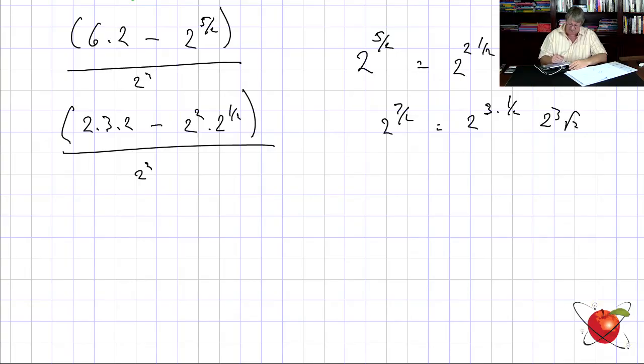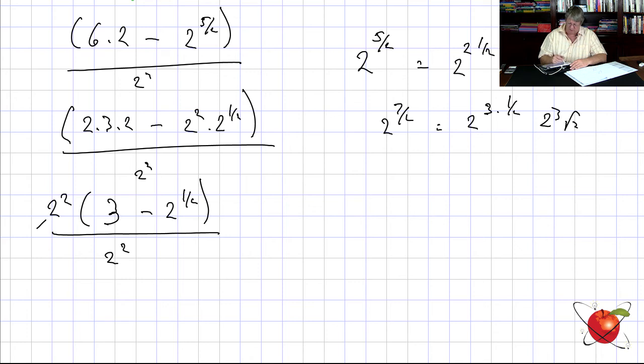So it doesn't matter if you don't get it first time round. Just keep going and recognize that there are going to, in all likelihood, be more factors on top. So you change that to that. Therefore, we can take out 2 squared. And we end up with 3 minus 2 to the half over 2 to the power of 2. And that cancels, and we end up with 3 minus 2 to the half, which is equal to, if you like, 3 minus root 2. Cool. Okay. 3 minus root 2 is the answer to that guy.